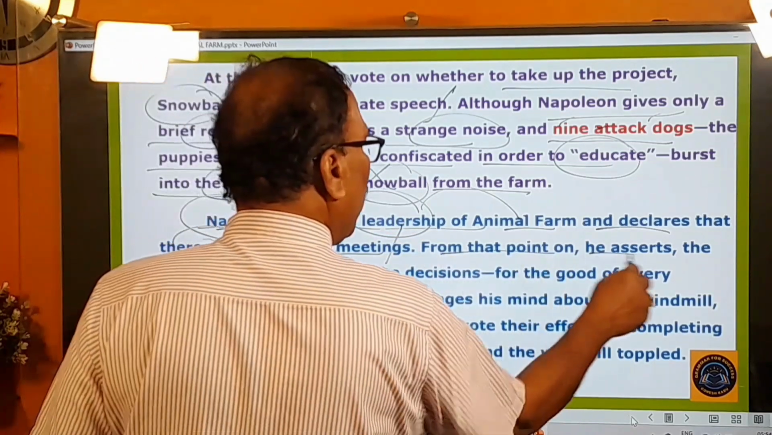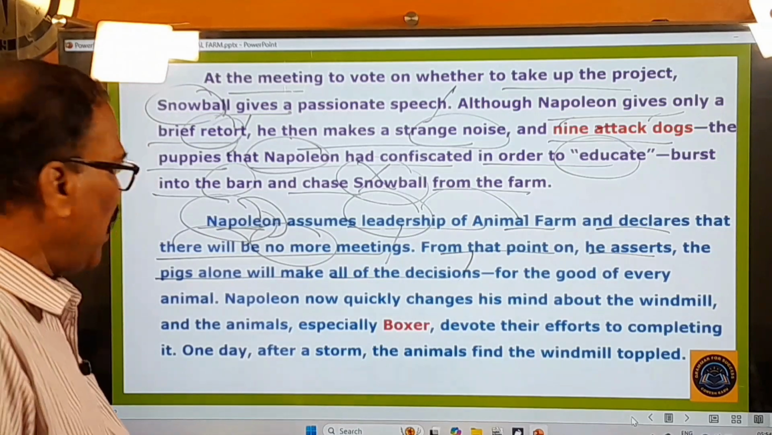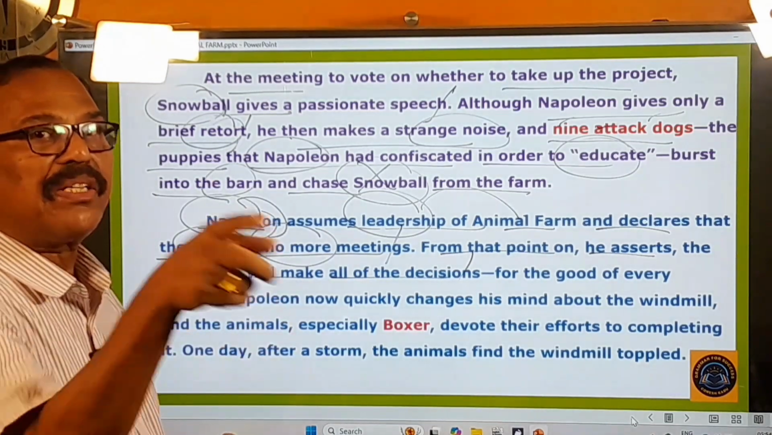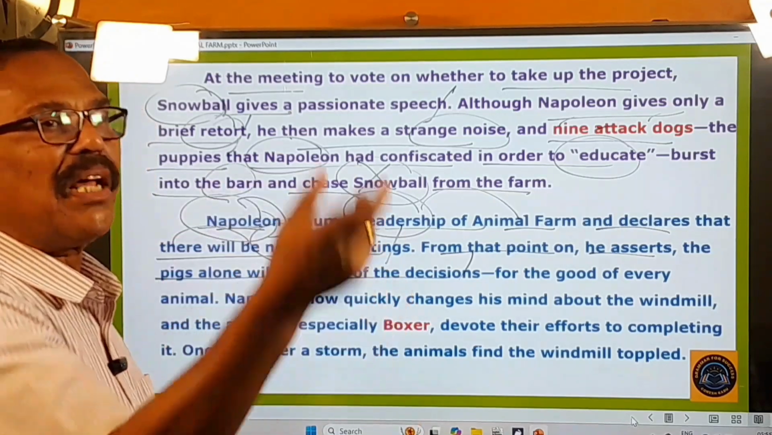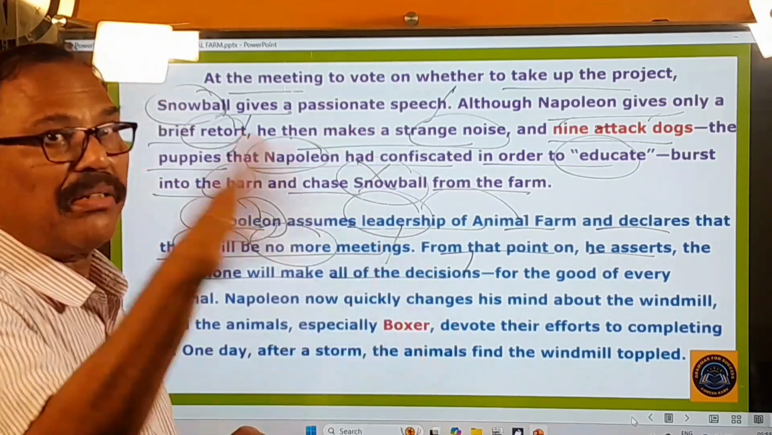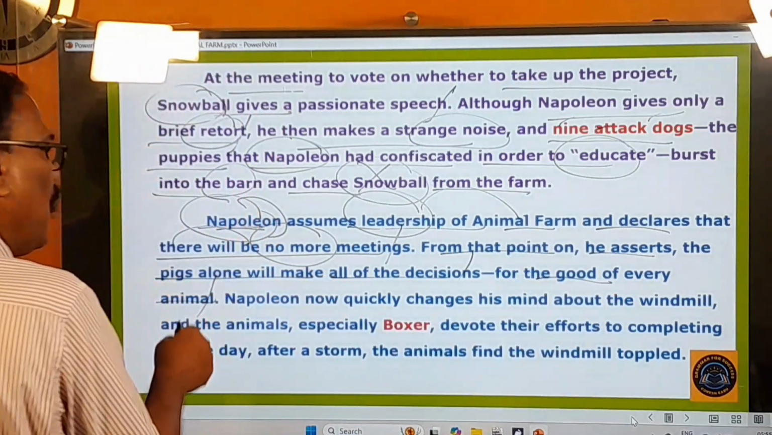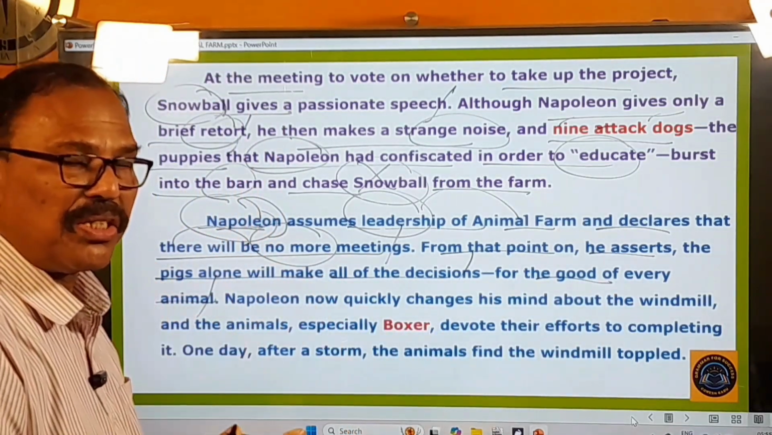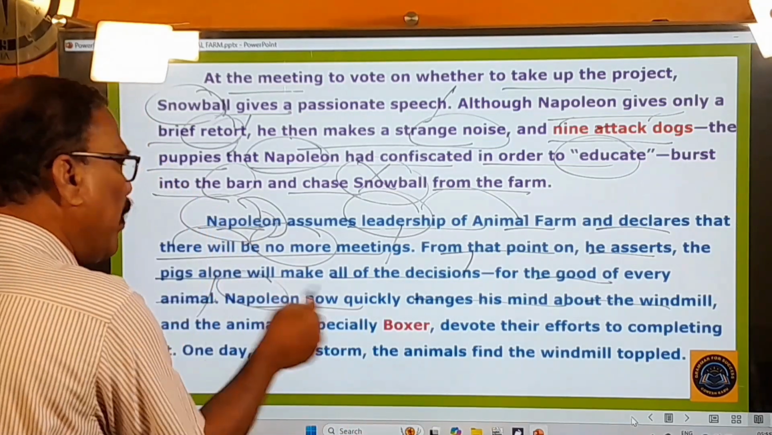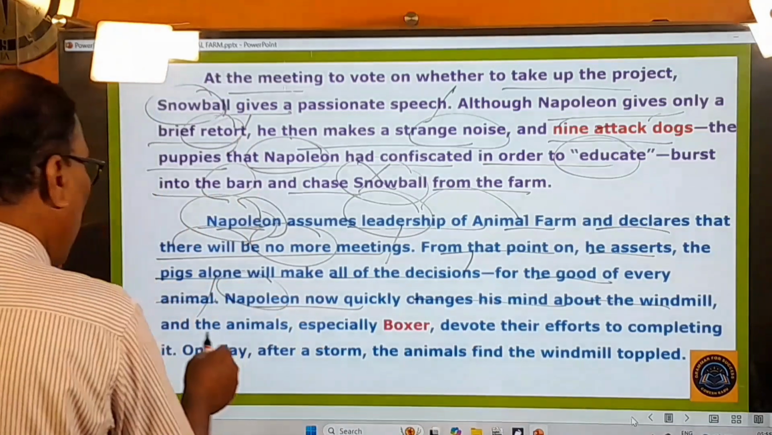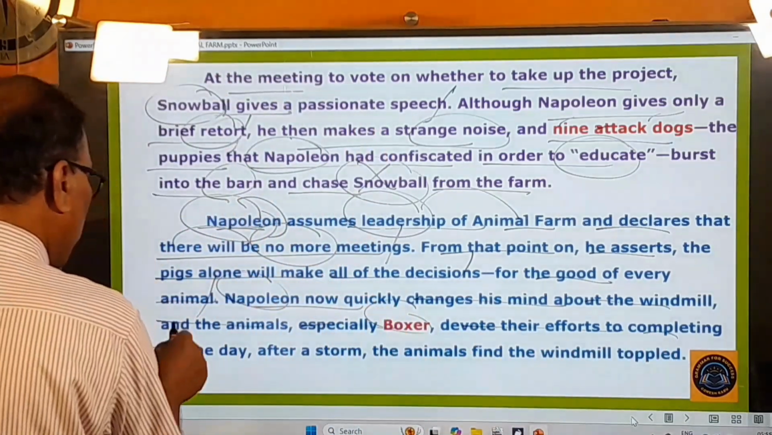From that point on, he asserts the pigs alone will make all of the decisions. He has also said that only the pigs will make decisions on this farm. Whatever decisions are to be made are made only by the pigs and not by the other animals. He has made it clear that this is for the good of every animal, so all the pigs will make decisions for the good of each and every animal of the farm. Napoleon has quickly changed his mind about the windmill, and the animals, especially Boxer, devote their efforts to completing it.